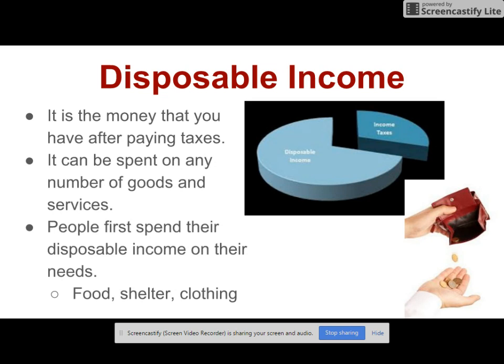Once you've got that basic survival taken care of, you need shelter, a very basic, rudimentary roof over your head. And you need clothing. No, I'm not talking about your Nikes. I'm just talking about anything that you can put on your body to protect you from the elements and from the weather. That is your needs.